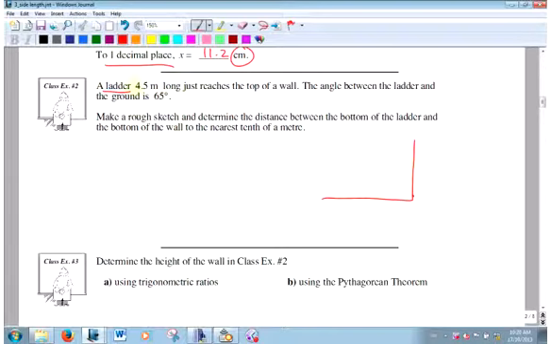I don't even need to read much more of this question. I can already draw my picture. It's probably going to go like that. If it's too steep, you're going to fall backwards. If it's too shallow, depending on the friction on the wall and the floor, it's going to collapse. It's probably going to look something like that. Okay? Let's read on. 4.5 meters. What is that?